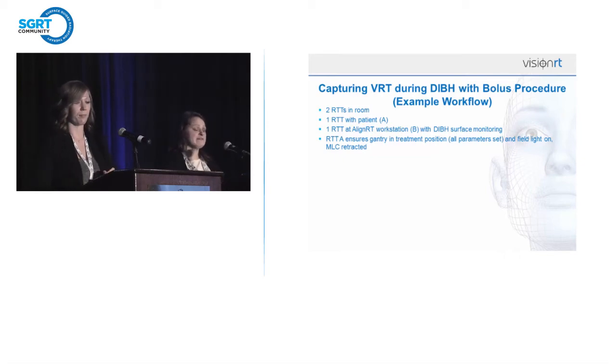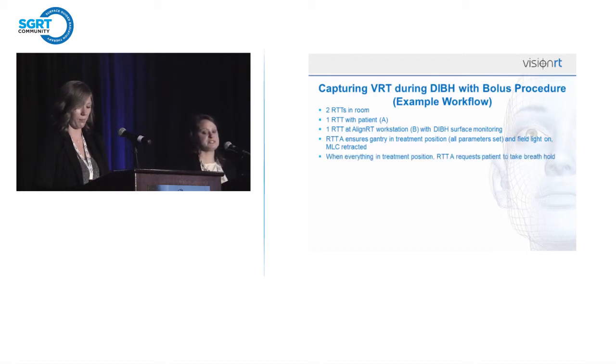More or less, we want everything set up the way it is going to be so that we can see the field and we can ensure that our bolus is properly placed. When everything is in treatment position, therapist A will request the patient to take a breath hold. Therapist B will monitor AlignRT and let therapist A know when the patient is in that breath hold.